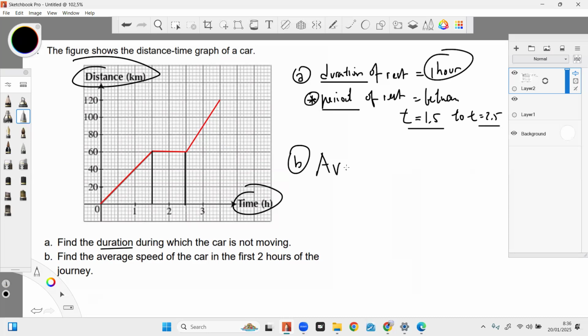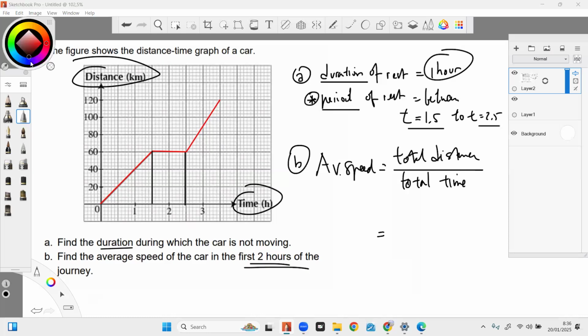Average speed is total distance, no matter what type of movement they go. Total distance we look at from the beginning to the end, over total time. That's for average speed. Total distance in the first 2 hours of the journey.